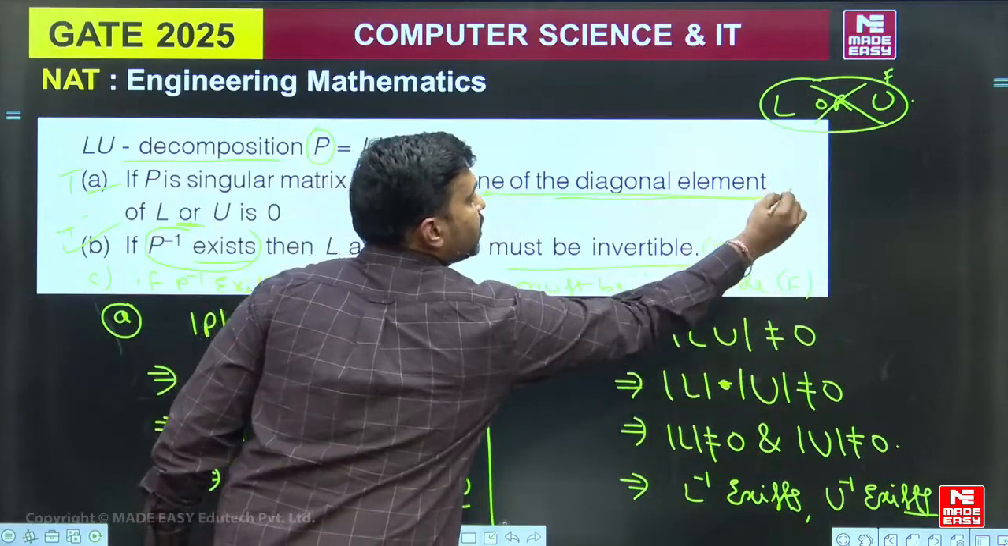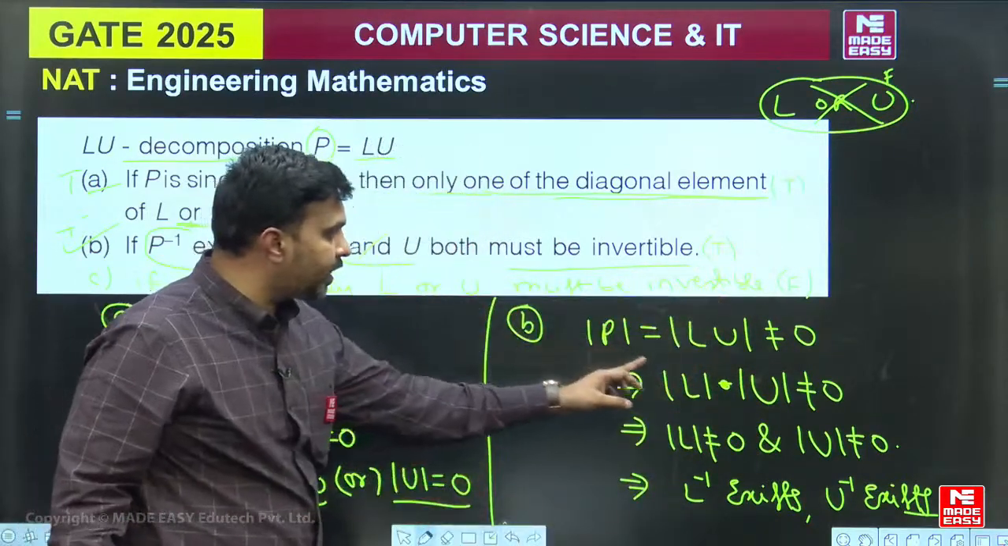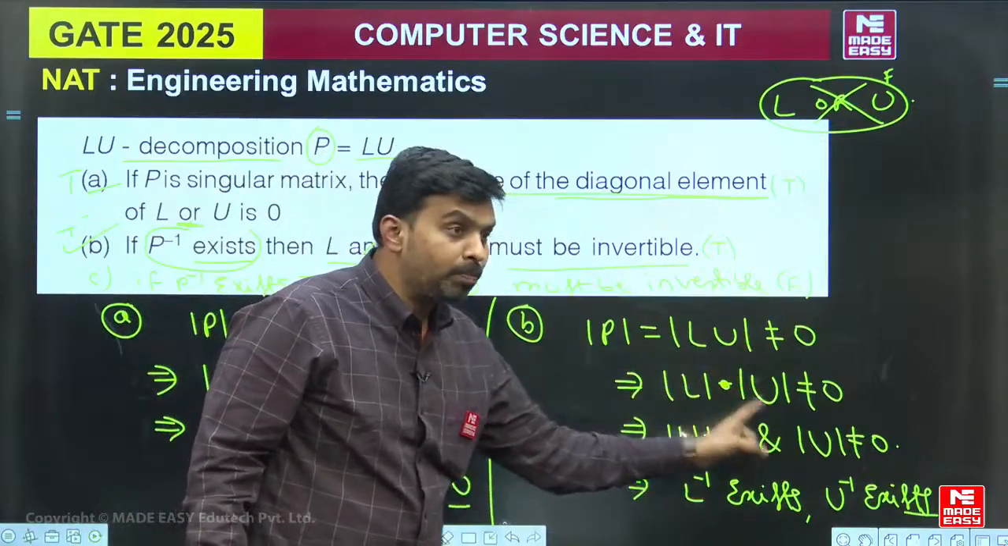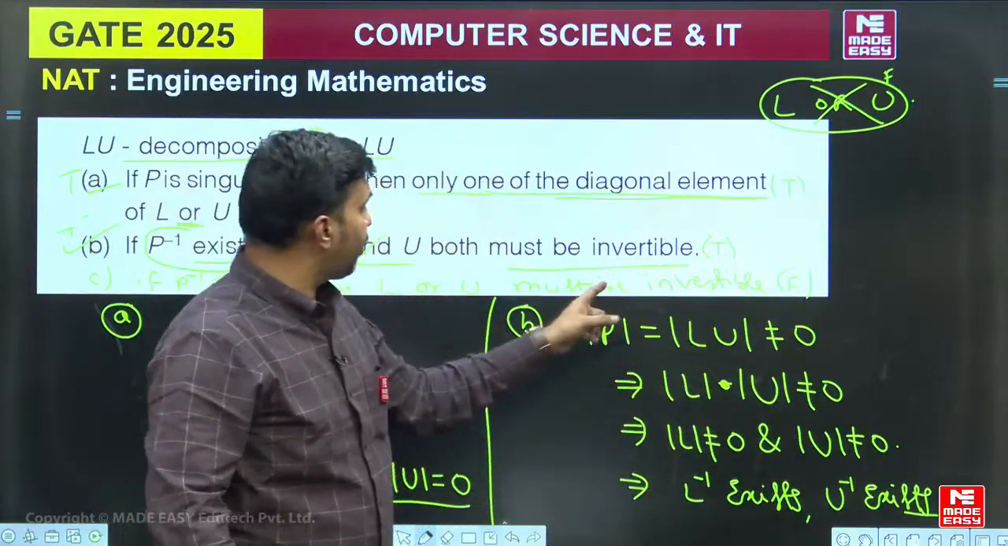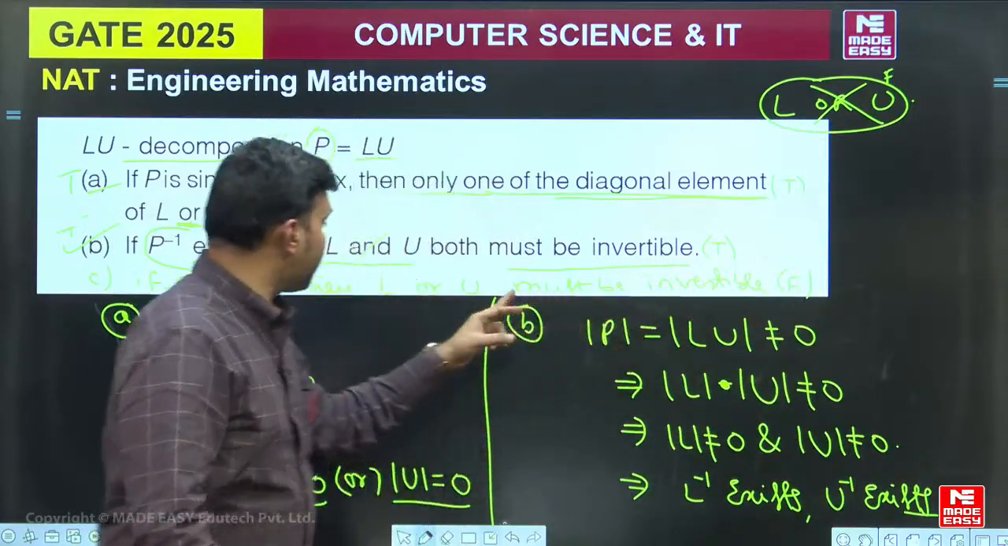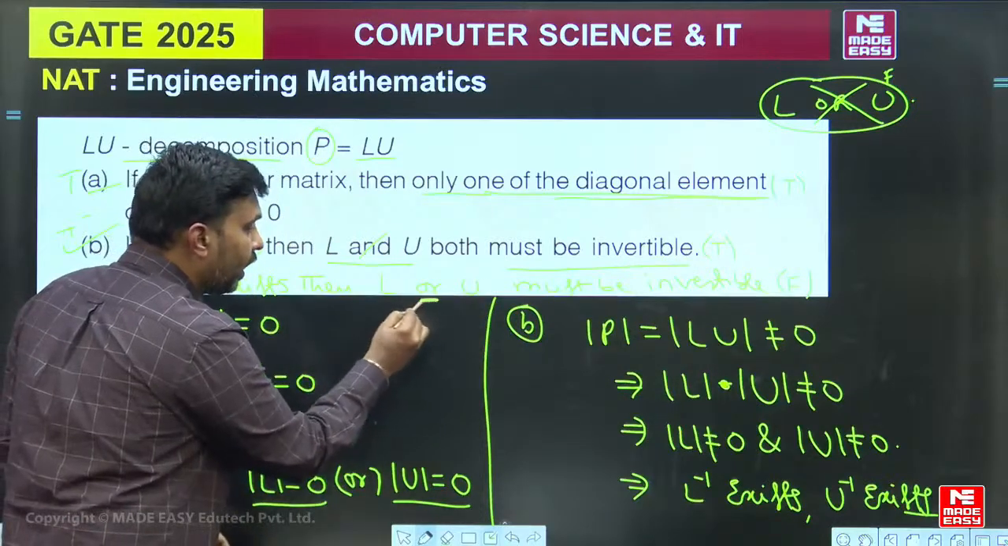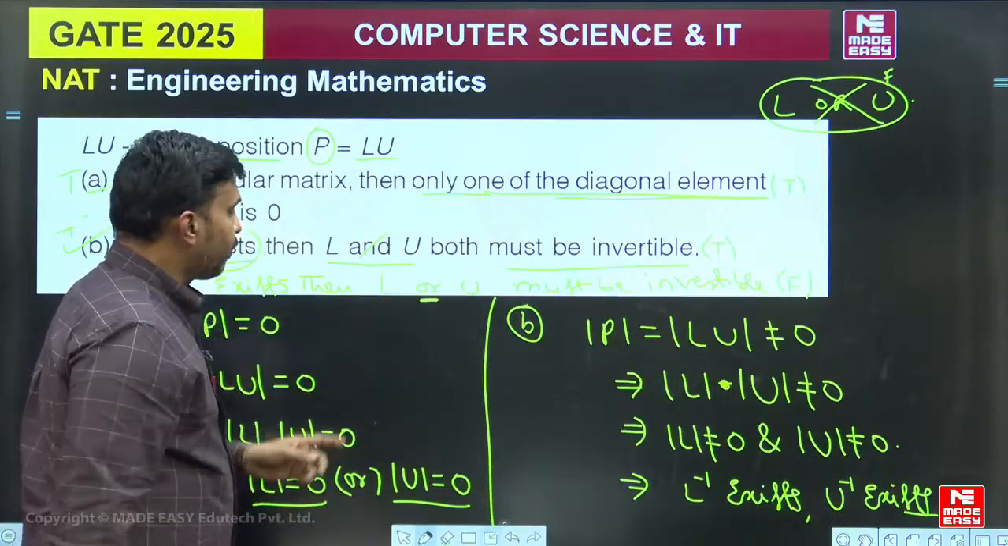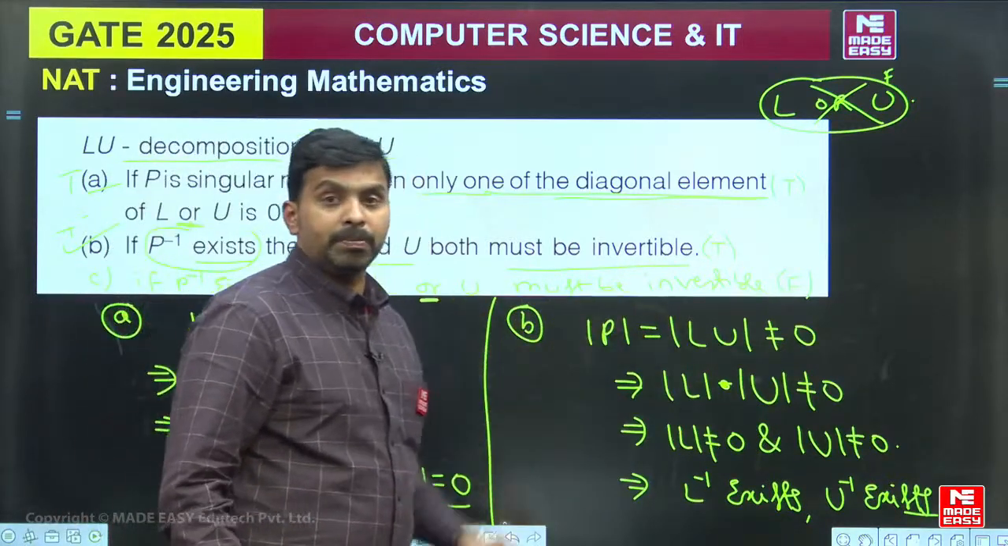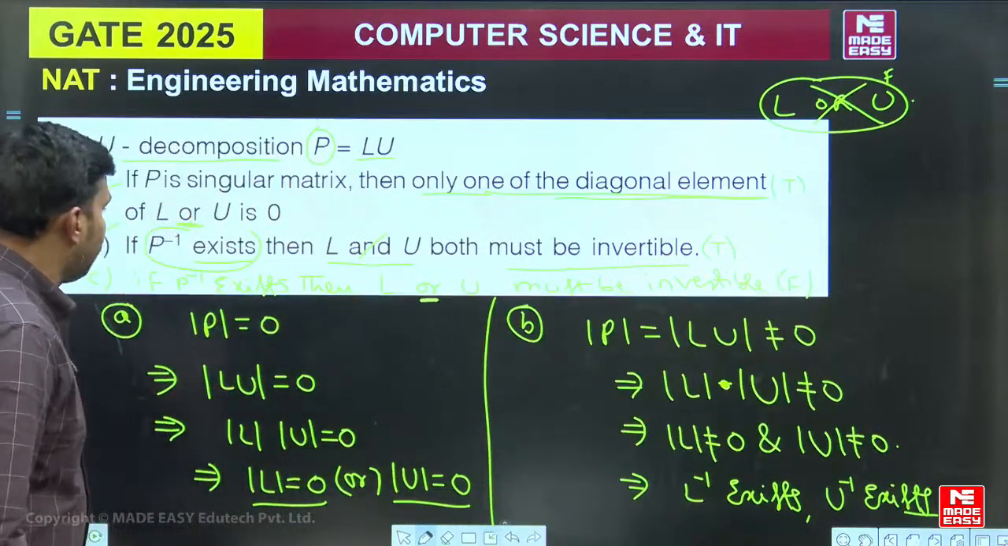This is true, this is true. Because when you say it is not equal to 0, both must have non-zero determinant. So therefore the statement that L or U is wrong. L or U is wrong. Okay? So this is what it is: L or U must be invertible here.